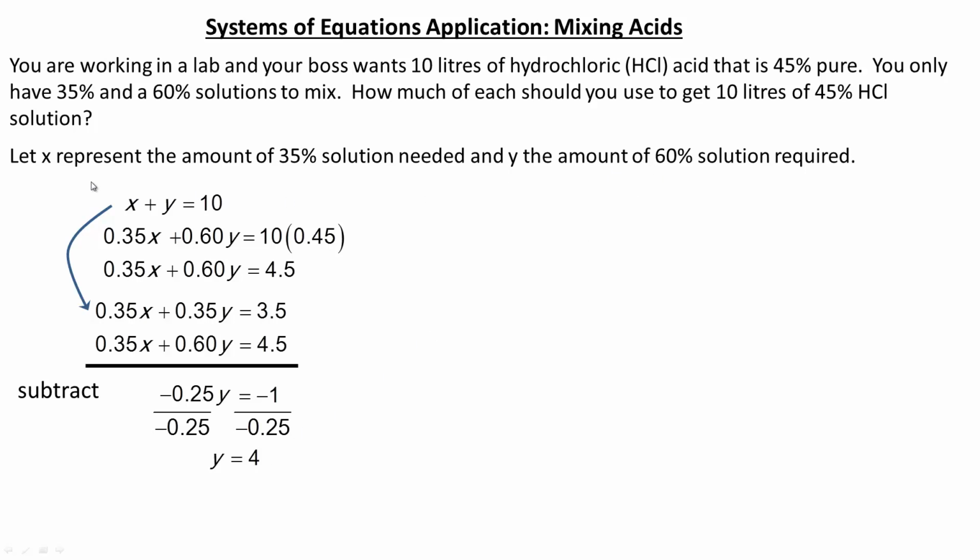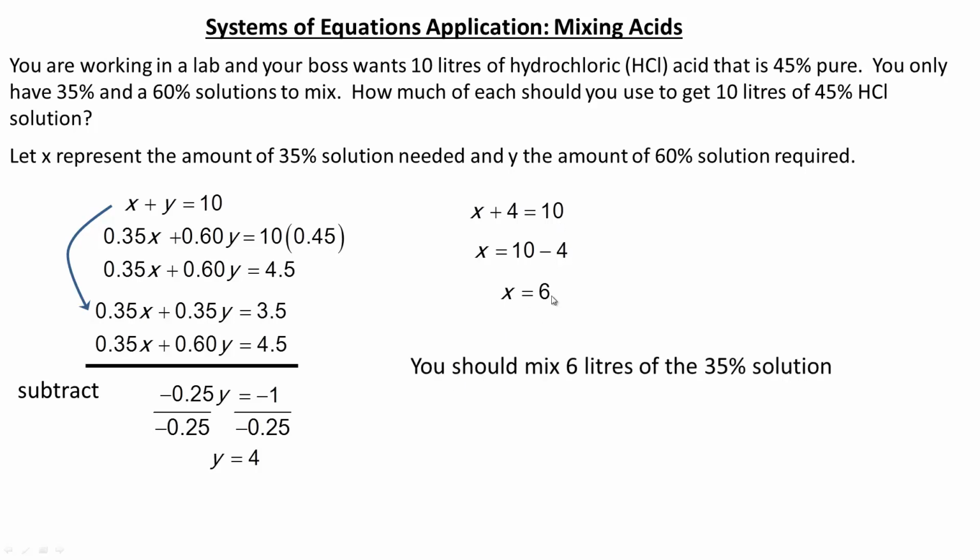We still need to find how much of the 35% solution we need. So we go back to one of our original equations. X plus Y equals 10 is the simplest one to work with. I'm going to put that 4 in place of Y. So X plus 4 equals 10, and X would be 10 minus 4, which is 6. So it looks like we should mix 6 liters of the 35% solution and 4 liters of the 60% solution.